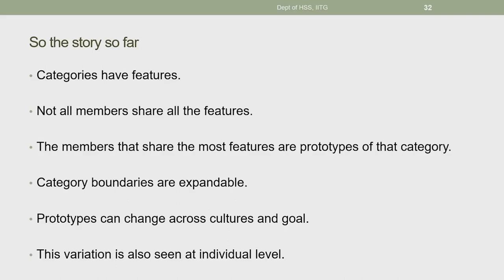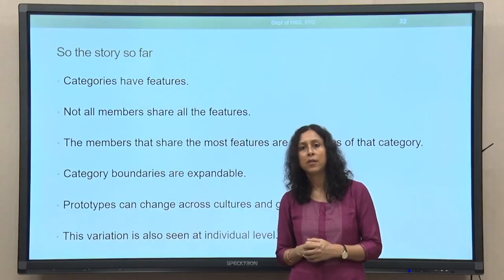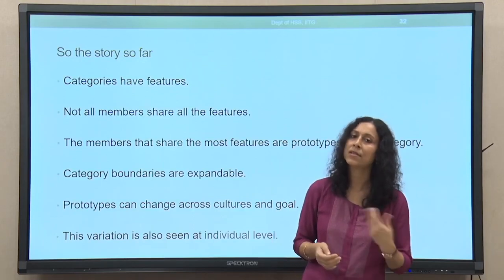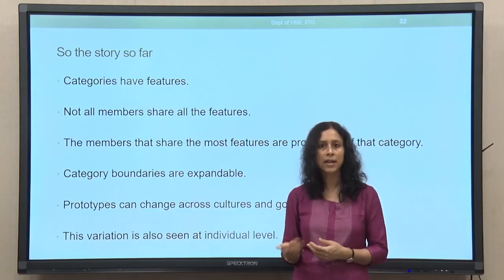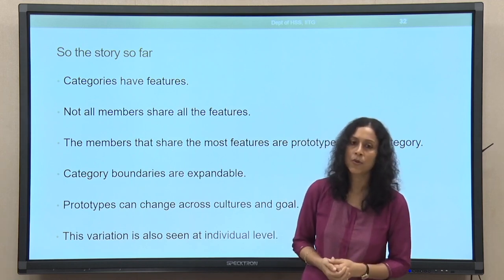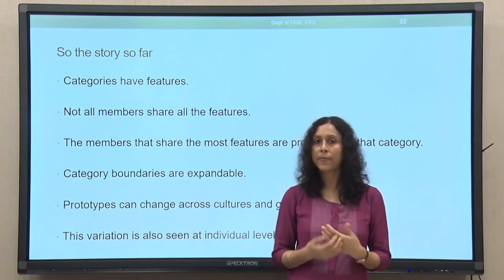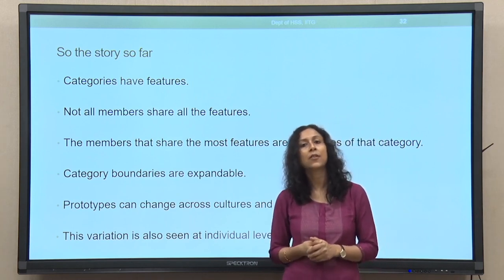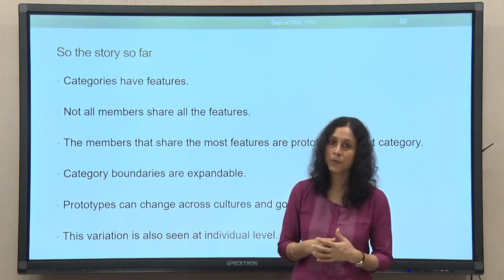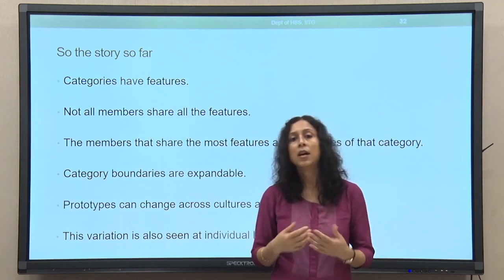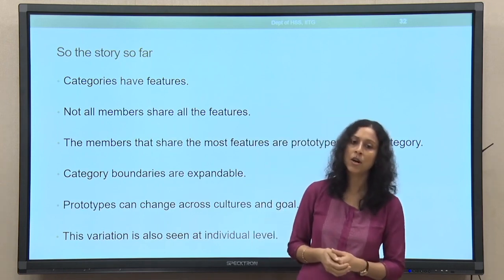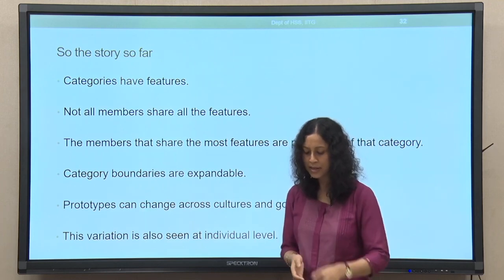The members that share the most features are the prototypes of that category, irrespective of what kind of category. It could be an ad hoc category as well as a stable category, like things to take on a trip and so on. Category boundaries are expandable and fuzzy, and category prototypes can change across culture and goals. So even though there are prototypes of a category, they can change depending on the culture, the goal and so on, and this variation is also seen at an individual level.